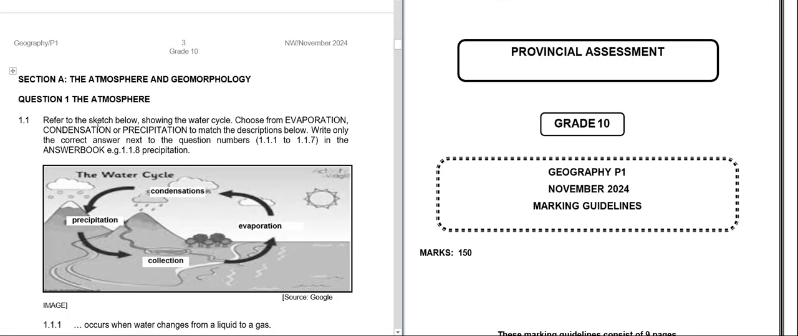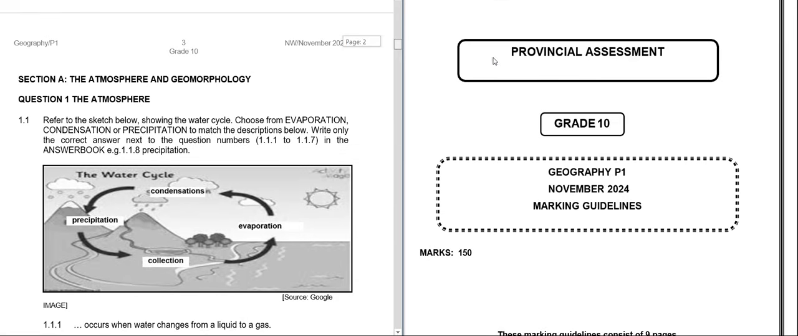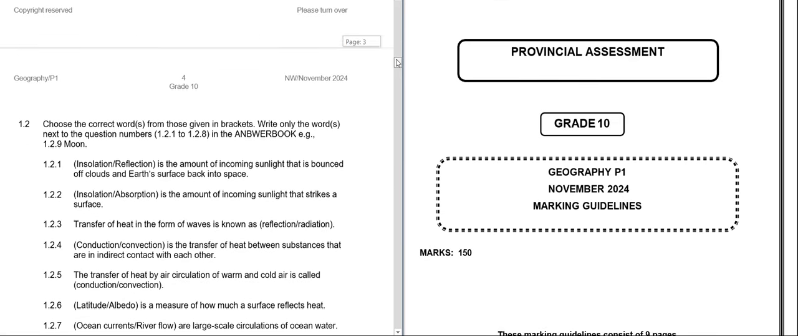Of course, the question reads, refer to the sketch below showing the water cycle. Choose from evaporation, condensation, or precipitation to match the descriptions below. Write only the correct answer next to the question number. So this is what we have, our question 1.1.1 to 1.1.5. So going to our responses in terms of that part.